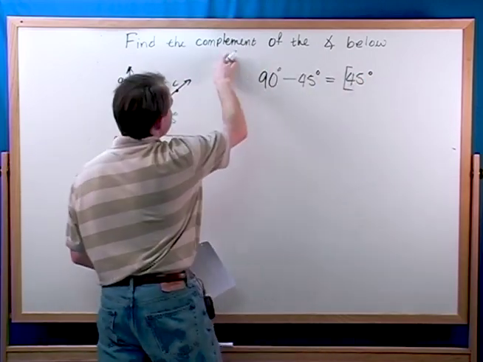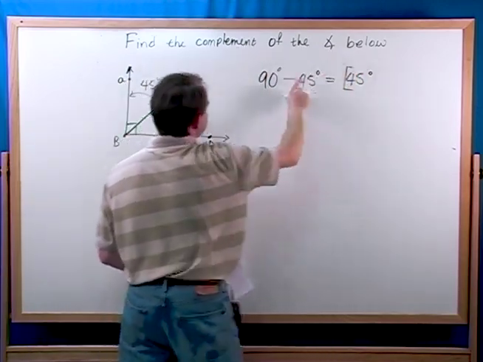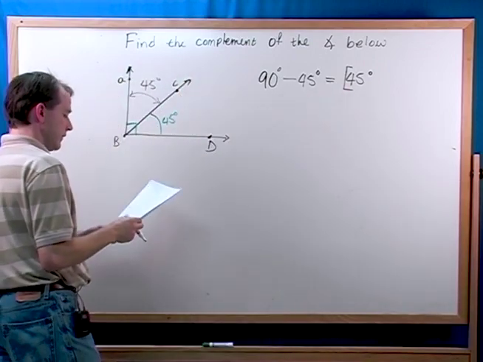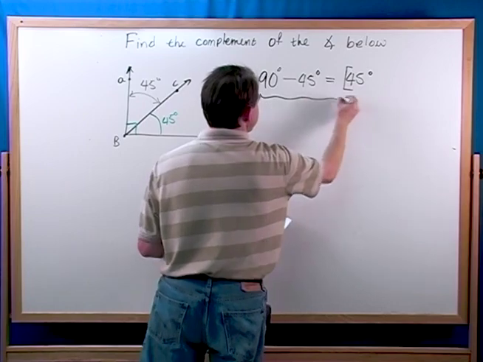It says, find the complement of the angle below. Well, the complement of 45 degrees is 45 degrees. Okay, so let's do another few problems.